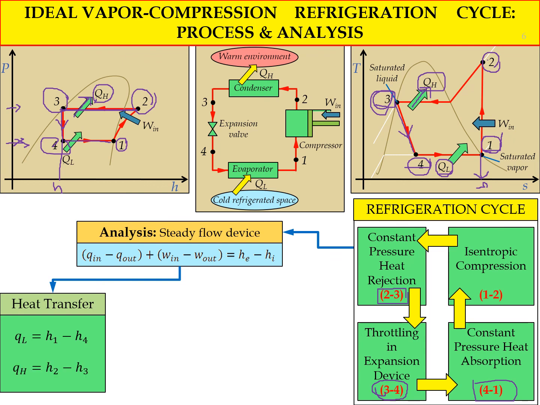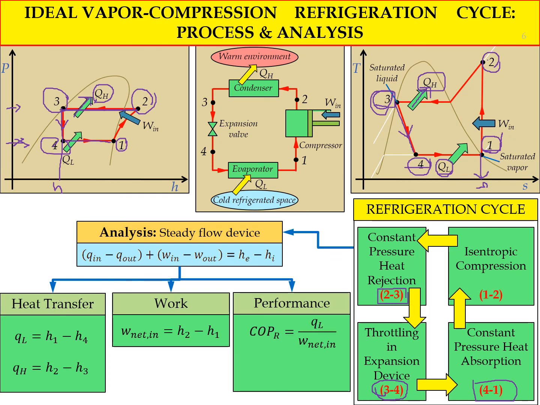And another one is the constant pressure heat rejection process, which is process 2 to 3. QH is equal to H2 minus H3. And now we look into the work, which is work net in, equal to H2 minus H1. And for performance, the coefficient of performance for the refrigerator is equal to QL divided by work net in, and the coefficient of performance for the heat pump is equal to QH divided by work net in. And for the throttling, H3 is equal to H4, as already said earlier. By looking at the PH diagram, we also know that H3 and H4 are equal. And this is the analysis of the ideal vapor compression refrigeration cycle.